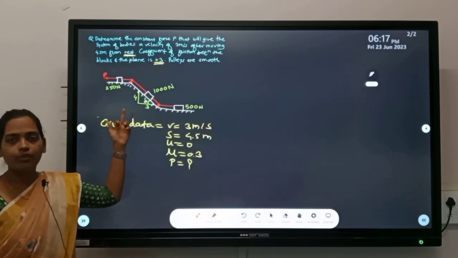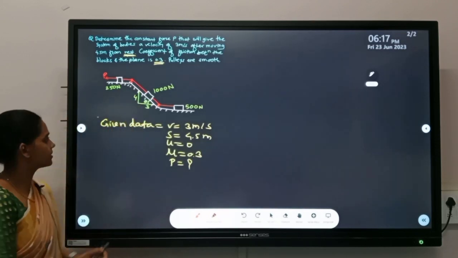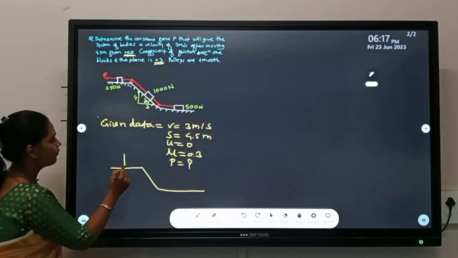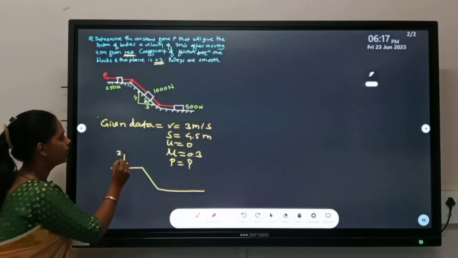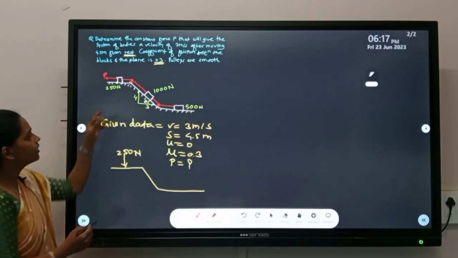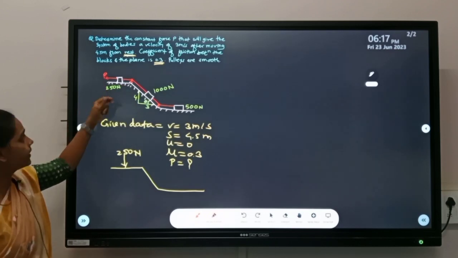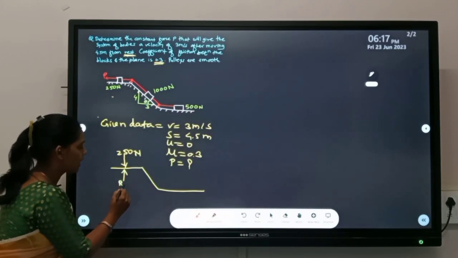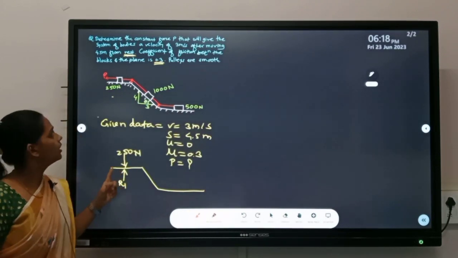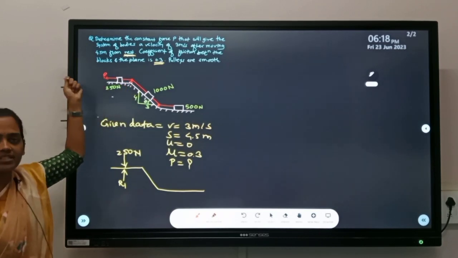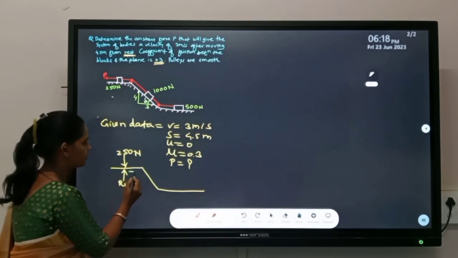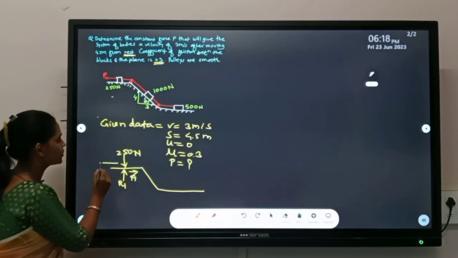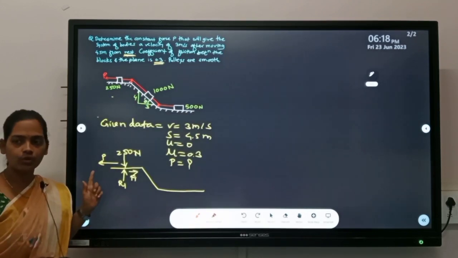Now we'll draw the individual FBDs. The self weight of the body is 250 Newton. Just consider the FBD for first block. Suppose I remove this particular surface, what will happen? This particular block will fall down. That means one of the reactions, suppose R1, is supporting this particular block. Since the movement of the block is towards the left hand side, friction will be towards the right hand side. So this is friction F1 for block 1. Then there is also the presence of force P, which we have to calculate.